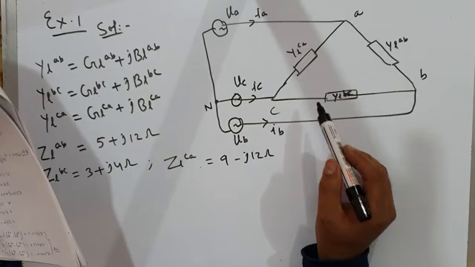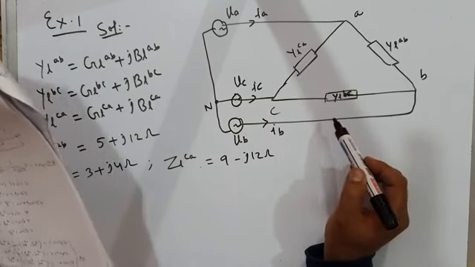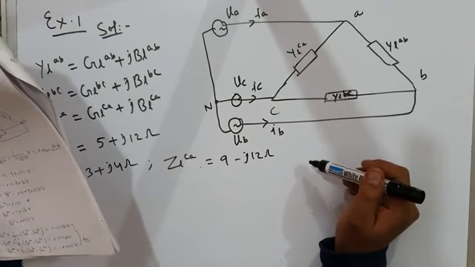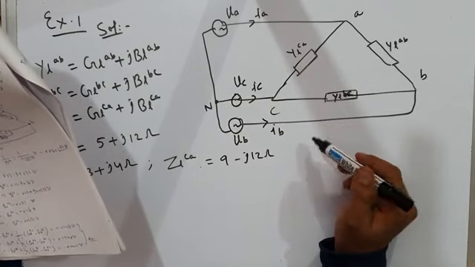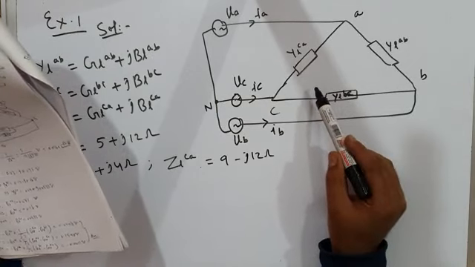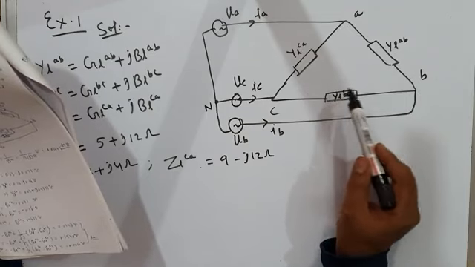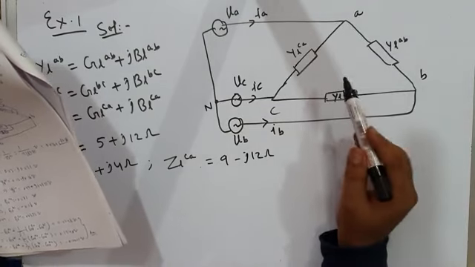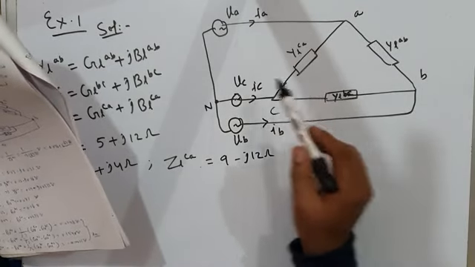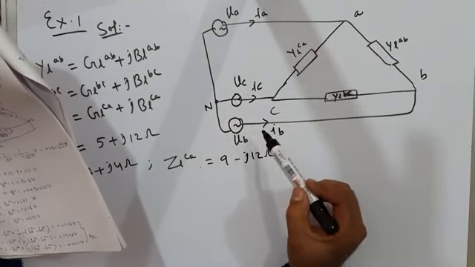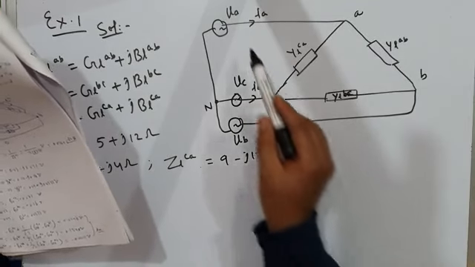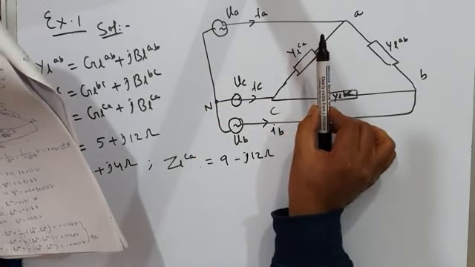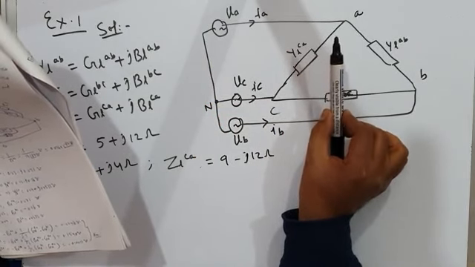In order to balance the load, we will connect shunt compensators across each branch of the load. The compensator will compensate the load in terms of balancing as well as in terms of reactive power compensation. That means it will make the line currents balanced, and simultaneously it will make the supply power factor unity, so that the source sees the load as a purely resistive balanced load.